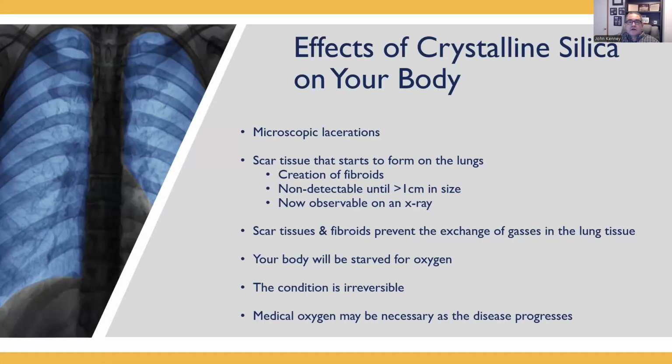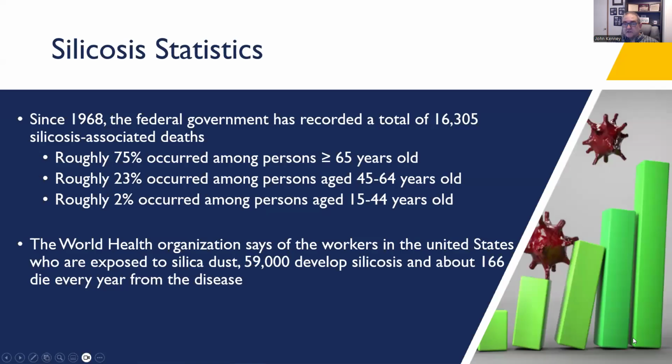Effects of this silica on your body: microscopic lacerations, scar tissue that starts to form in the lungs, and creation of fibroids, non-detectable until 1 centimeter in size, now observable on an X-ray once it gets big enough. Scar tissue and fibroids prevent the exchange of gases in the lung tissue. Your body will be starved for oxygen. The condition is irreversible. Medical oxygen may be necessary as the disease progresses. So this is a serious disease if we get exposed to it.